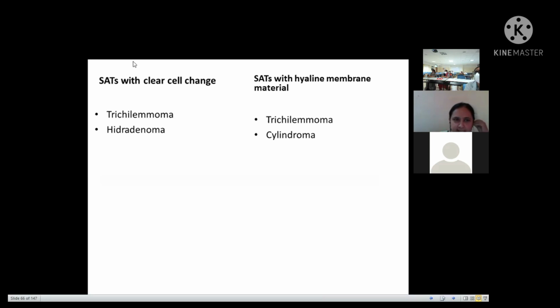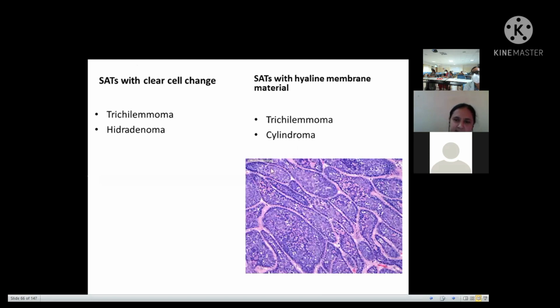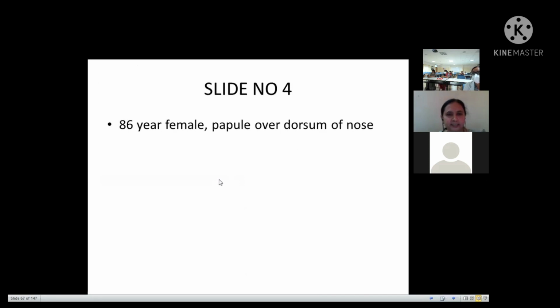And there are other skin adnexal tumors which show clear cell change, like clear cell hidradenoma. Another skin adnexal tumor which can show such hyaline basement membrane material is cylindroma, which has a jigsaw puzzle pattern, also known as Duffin tumor. Can we move on to our next slide? Yes.